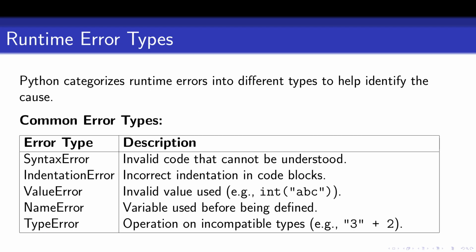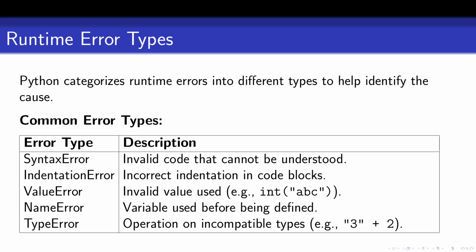Speaking of errors, Python doesn't just throw errors randomly. It actually classifies them into types, which can help you understand what's going wrong. Let's take a quick tour through the most common types you'll see. A syntax error means your code violates the rules of Python, like forgetting a colon or using invalid syntax. An indentation error occurs when your code isn't properly aligned. Remember, indentation matters in Python.